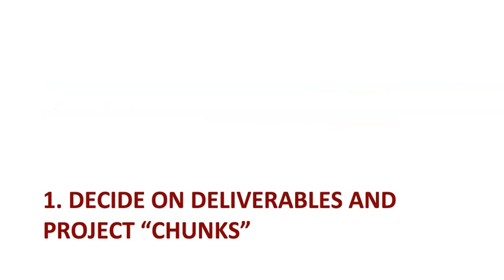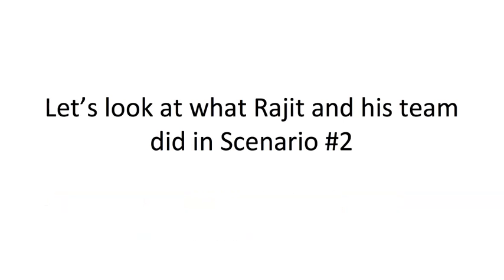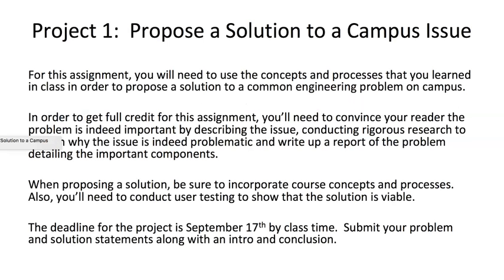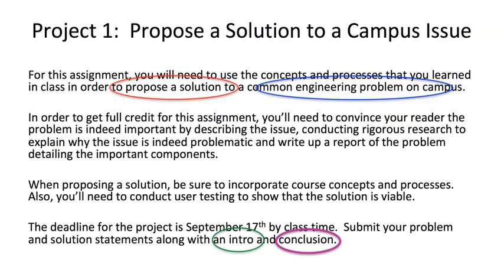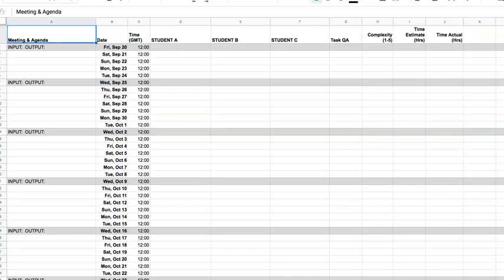Now, the first thing you'll want to do is decide on the deliverables and project chunks. Let's think back to what Rajit and his team did in scenario number 2. You'll remember that at the beginning of their project, they met to look at the prompt and discuss any samples, and they deliberated about what were the major things that they needed to include. When they looked at the prompt for their course, they found that they needed to include a solution aspect, discuss the engineering problem, and then also incorporate an introduction and conclusion. All of this was due by September 10th for the project.